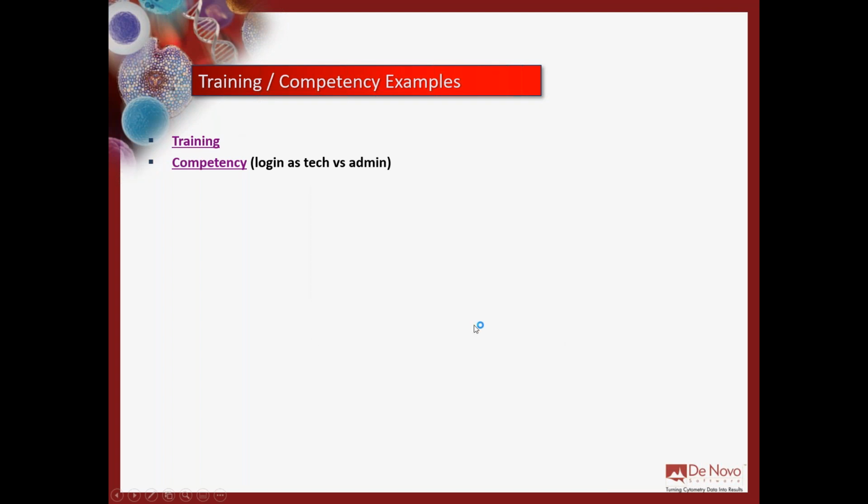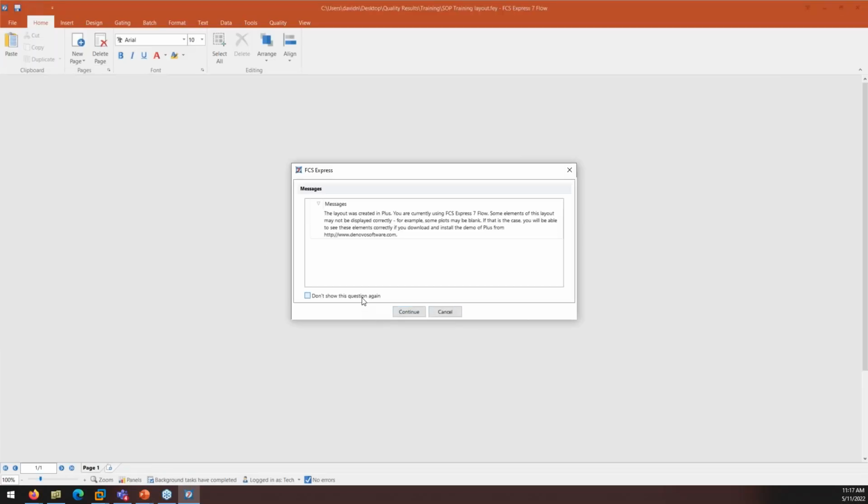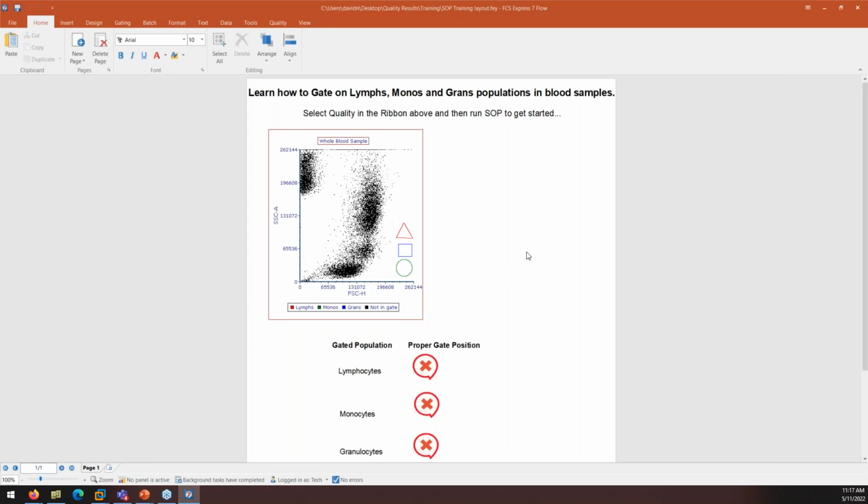Okay, so we're going to launch FCS Express. And let me just bring it over to the right monitor. And so here is a training layout that is designed to teach people how to gate on lymphocytes, monocytes, and granulocytes. This would be for a novice technician who's just getting started in the lab. And it says right here, select Quality in the ribbon above and run the SOP to get started. So we'll do that.